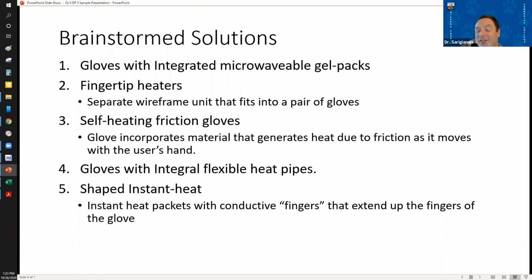They typically consist of some kind of external shell, and internally there's some kind of wicking material, and then there's some kind of fluid in there that does the heat transfer. That's a very basic description of a heat pipe. But if you made them flexible, maybe you could have some that go up into the fingers of the gloves.